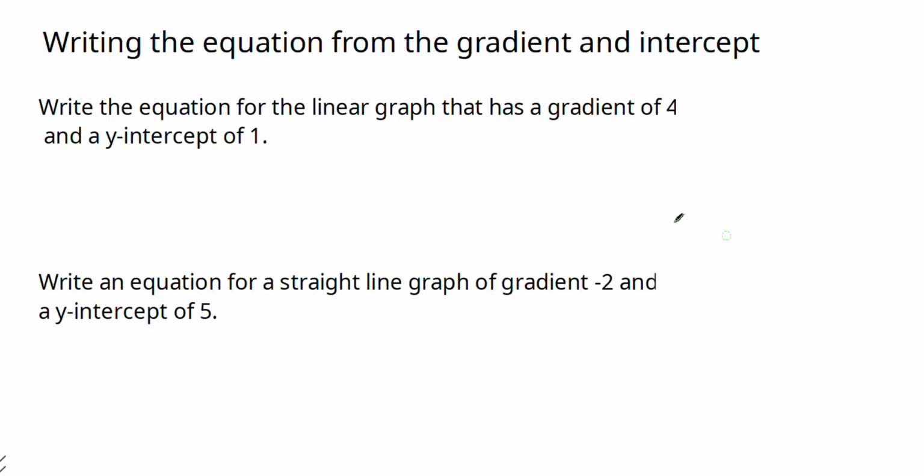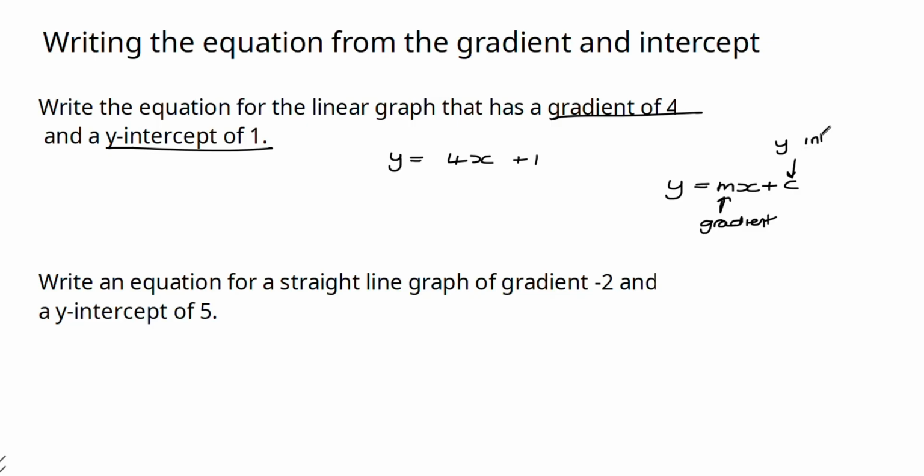Right, if you're told to write down the equation and you're just given the gradient and the y-intercept, you can just substitute those values in. Y equals 4x plus 1, just remembering that it's y equals mx plus c, and that the m is the gradient and that c is the y-intercept, and those are the tools you need, okay? So y equals -2x plus 5.